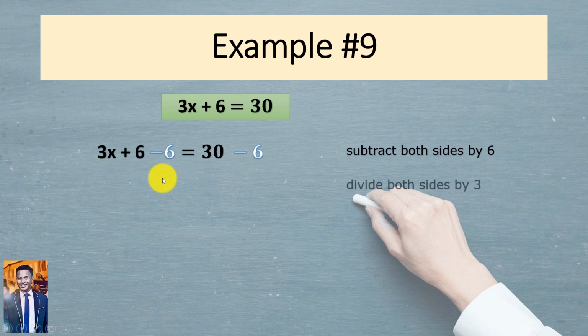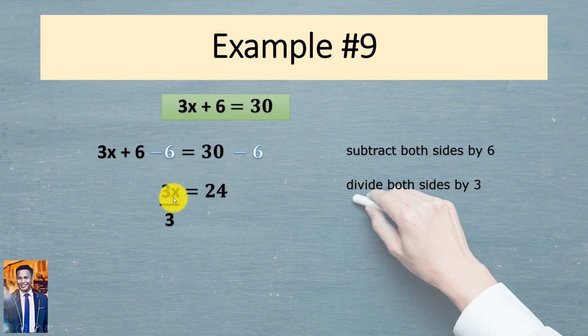So, magiging ano siya? 3x is equal to 30 minus 6, that is 24. Okay, ano daw next step natin? We divide both sides by 3. Okay, dahil gusto natin iwan lang yung x. So, we divide both sides by 3.